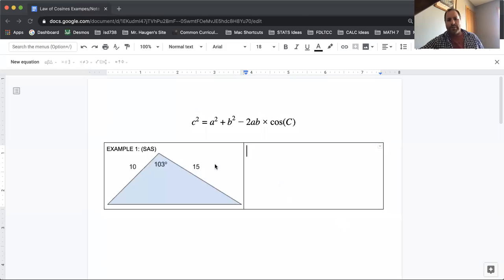Hey, we're going to talk about how to use the law of cosines. The law of cosines is used on any triangle where you have side, angle, side, or possibly side, side, side. In this example, we're going to just talk about the side, angle, side, and how we'd utilize the law of cosines. So to throw that example up here, here's our example.